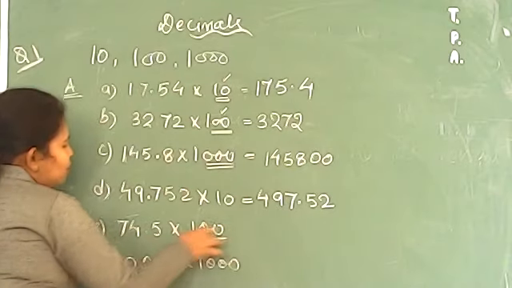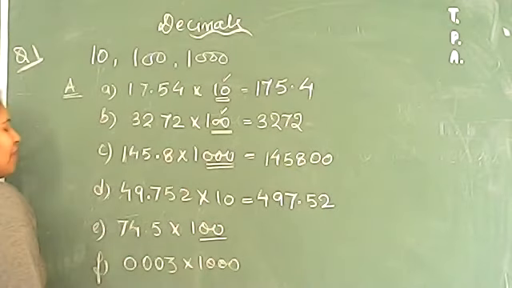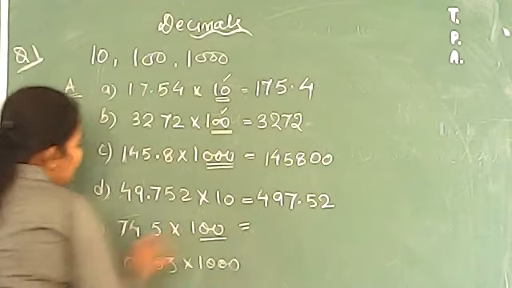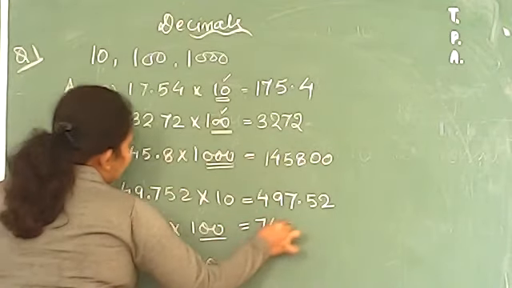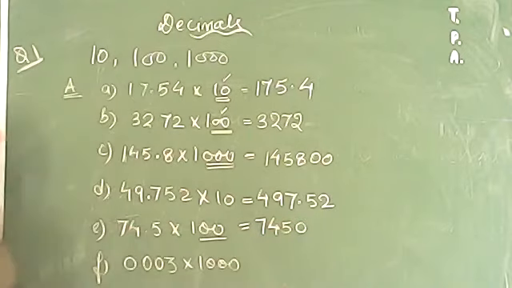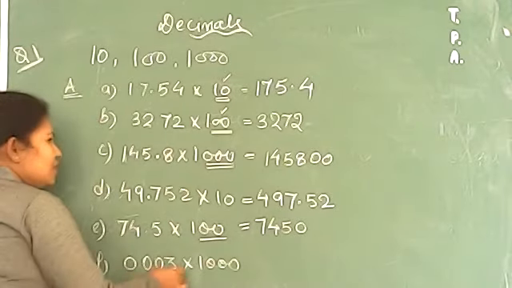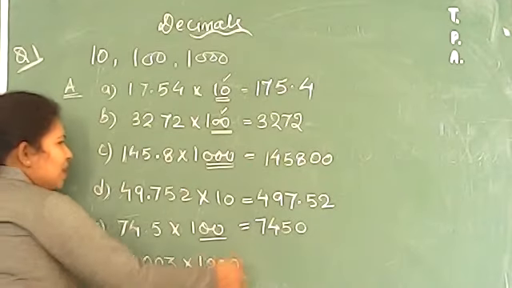74.5. Now you have to shift 2 places because you have 1 along with 2 0, but you don't have more places. So you will be including 0 here. So we have only 1 place less. So we will include 1 more 0 for it. Now move on to the last question, question number F, which is 0.003 multiplication by 1000.